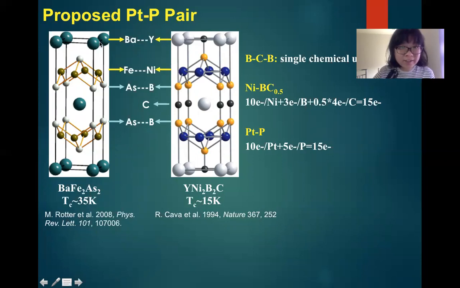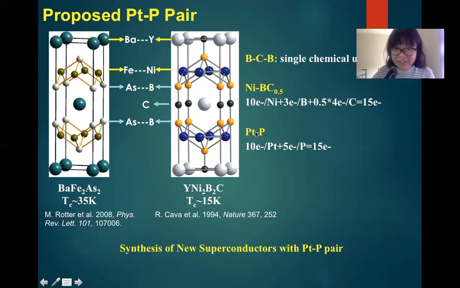Here we have the barium and yttrium. Of course, both of them crystallize in the same space group. Barium and yttrium are on one side, with the transition metals iron and nickel. Here is arsenic, and here we have boron, carbon, boron. This is a single chemical unit. For this nickel boron carbon boron unit, the total electron count is 15.